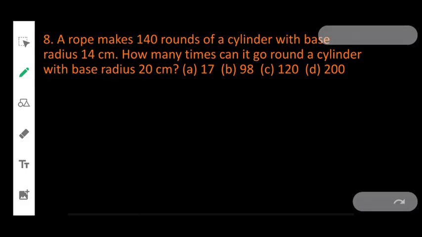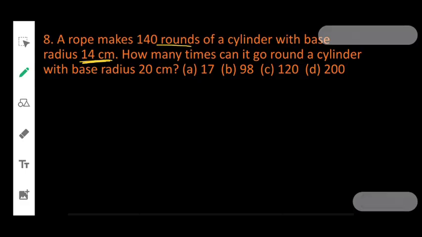Question number 8. A roof makes 140 rounds of a cylinder with base radius 14 cm. When the base of cylinder is 14 cm, a roof can make 140 rounds. Okay, so if we decrease the radius, then obviously the same roof can make more rounds of that cylinder. Okay, so this is inverse variation. How many times can it go around a cylinder with base radius 20 cm?